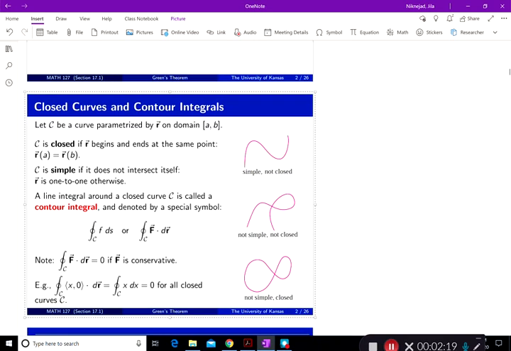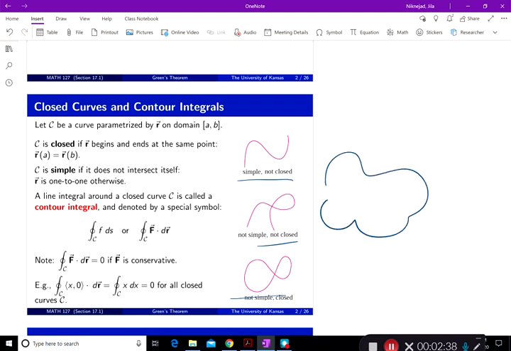Let me show you a few pictures. The one on top is simple but not closed. This one is neither simple nor closed. That one is not simple, but it's closed, since it's going back on itself. And this one is simple and closed, basically the one that I drew over there.